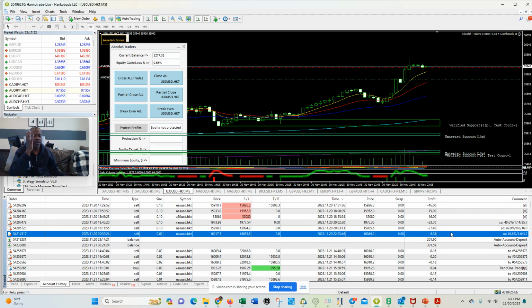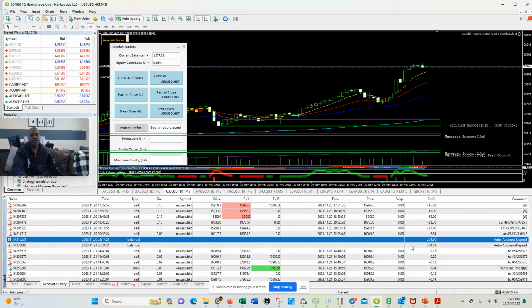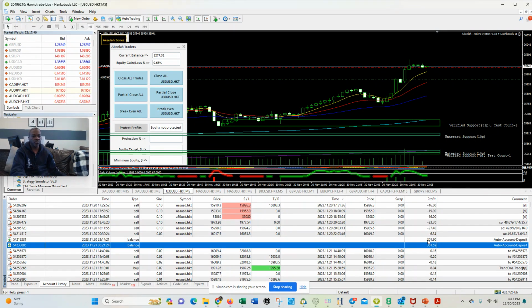So after blowing that first $100 or so, I said, you know what, just let the system trade it. Just let Akeelah trade it. I don't want to deal with it at all. Stop fooling with these manual trades. And so I deposited $200 here, and then $300. So a total of a little over $500 deposited.